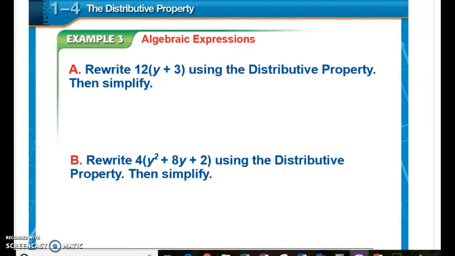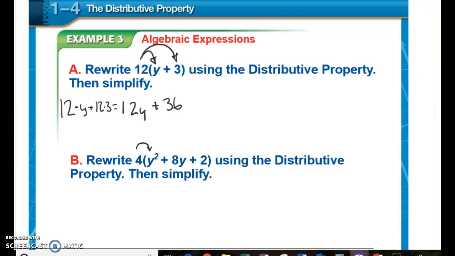First, we're going to start with just distributive property. 12 times y is 12y. 12 times 3 is 36. So the steps I did to get there again were 12 times y plus 12 times 3. Equals that.